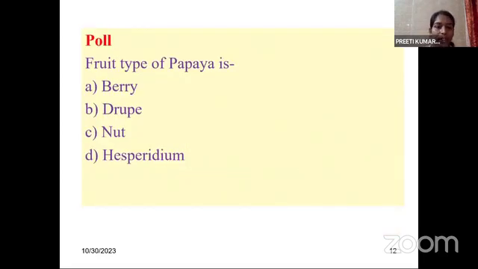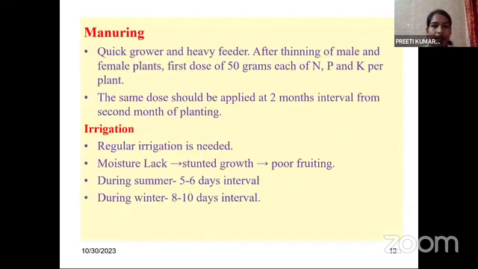So here is a poll, as we have studied previously, about the fruit type of papaya. Can you please answer this question: what is the fruit type of papaya, as I have mentioned earlier? Okay, I think everyone knows it is berry. Okay, so moving to the next slide.